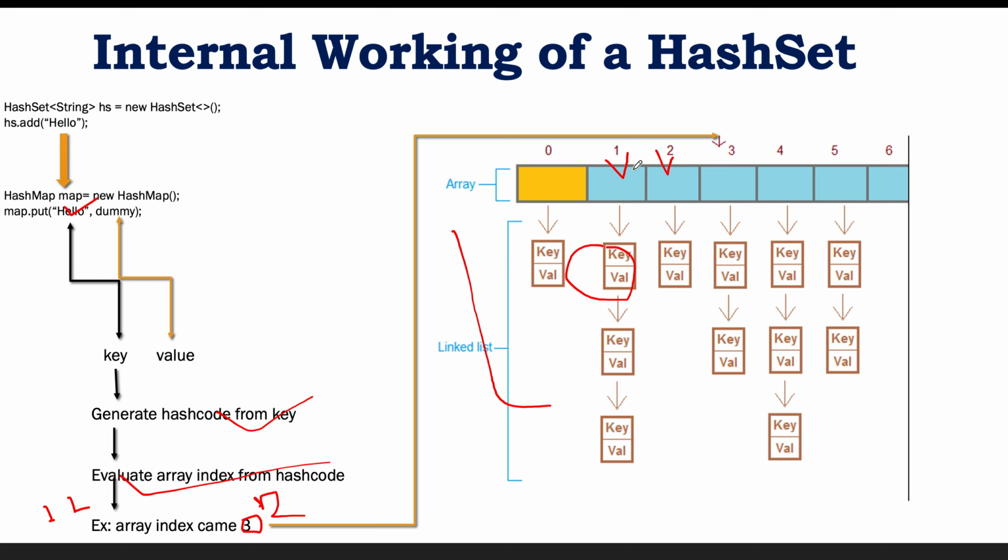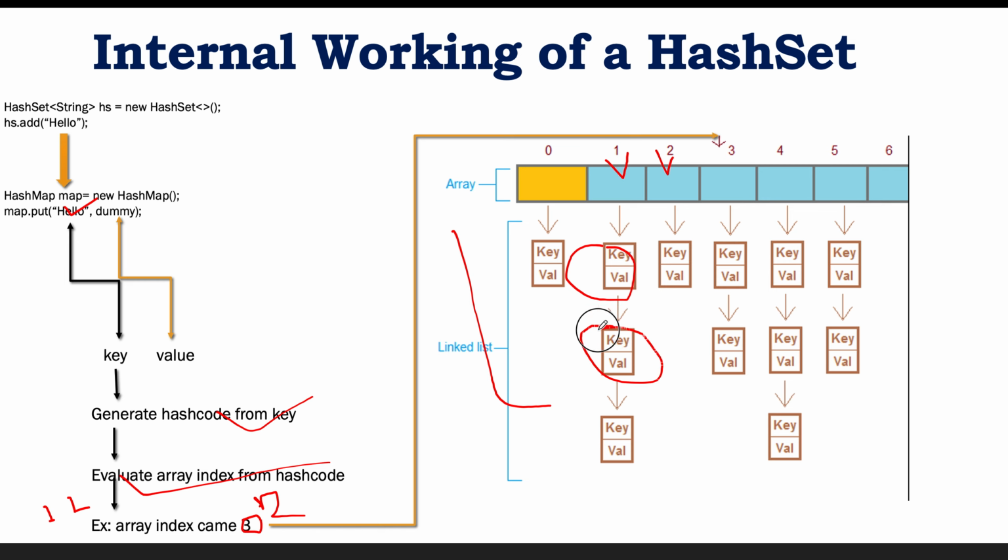If the index is available and there is some element, it will try to compare the value. Let's say this time it is a different value. If it is the same value, it will not insert it. But if it is a different value but the indexing is the same, in this case let's say 1, internally it will form the linked list structure. So this time this value is going to be inserted in the next node.